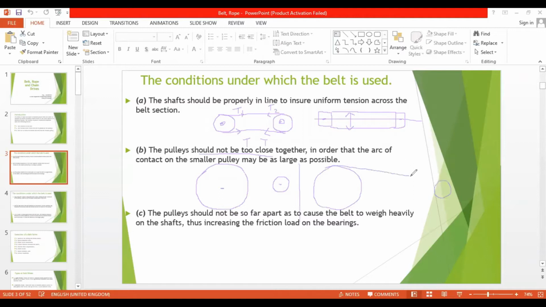In the first diagram you can see they are too close. In the second diagram they are not that close; they are at a suitable distance. So, in order that the arc of contact of the smaller pulley may be as large as possible: in the previous slide I told you the arc of contact has some effect on the power transmission. This is the larger pulley and this is the smaller pulley. Similarly, this is the larger pulley and this is the smaller pulley.